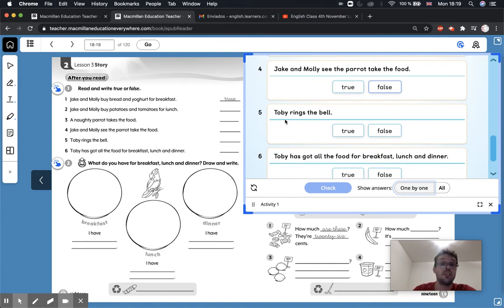Number 5, it says, Toby rings the bell. Toby is the dog, remember? So Toby rings the bell. Ding, ding. Toby rings the bell. Is that true or false? Let's have a look.